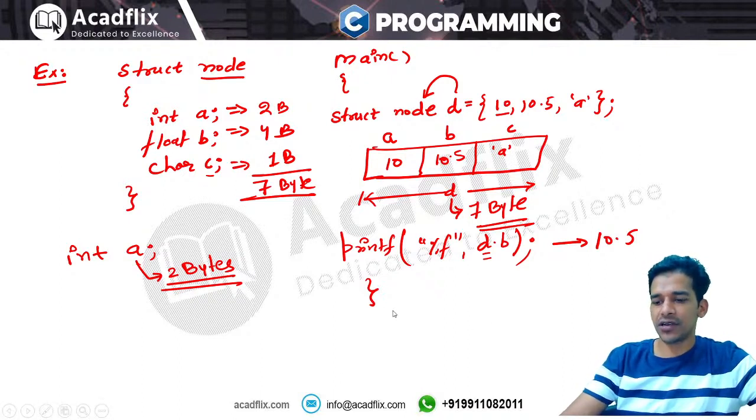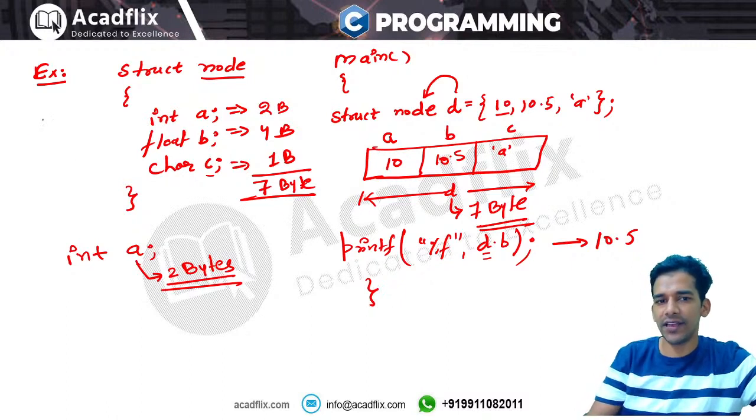So we can use a structure inside a structure. What we can do is, all these are variables, right? Integer is a variable, float is a variable, character is a variable. So character c, b, a, all these are variables. So you can declare a variable inside a structure, and that variable may be a structure.